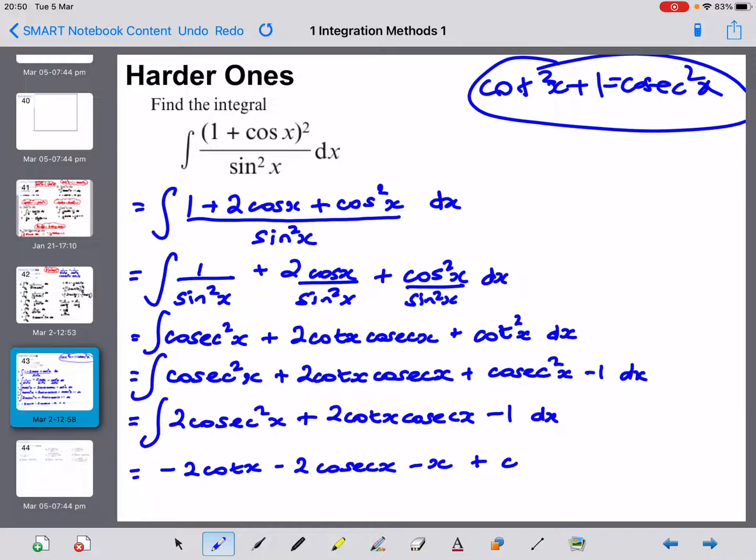Okay, so you can see it's just a matter of expanding, manipulating, fiddling around with it, using the identities. The more you know the identities and the more you practice, the quicker you will spot which direction to go in. Okay, so just keep practicing and plugging away at it.